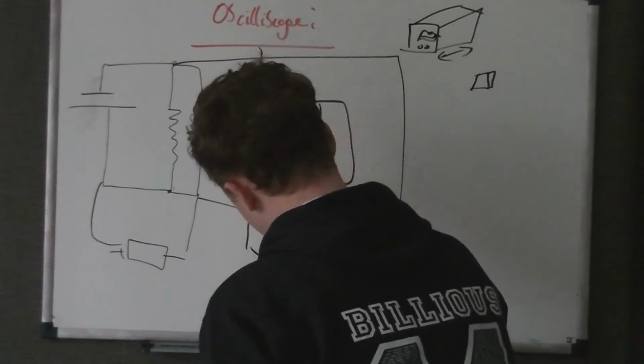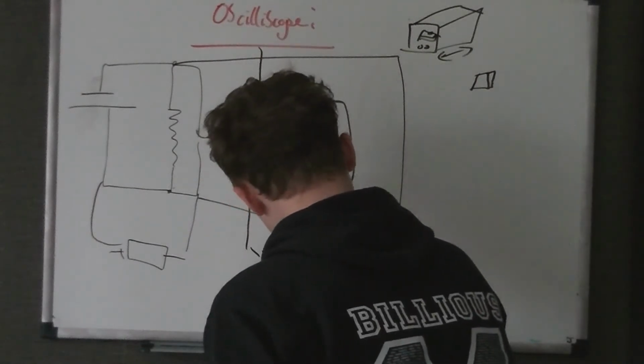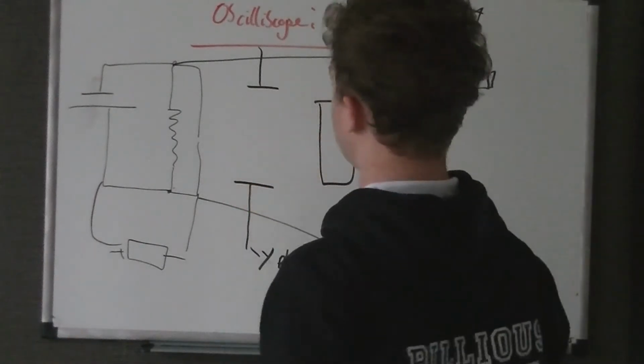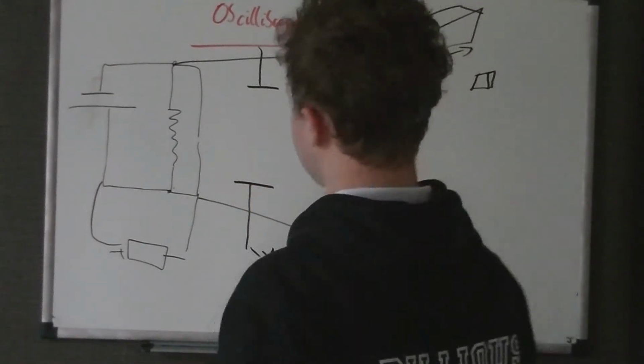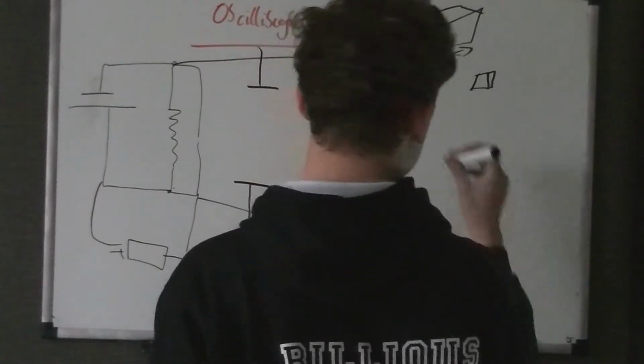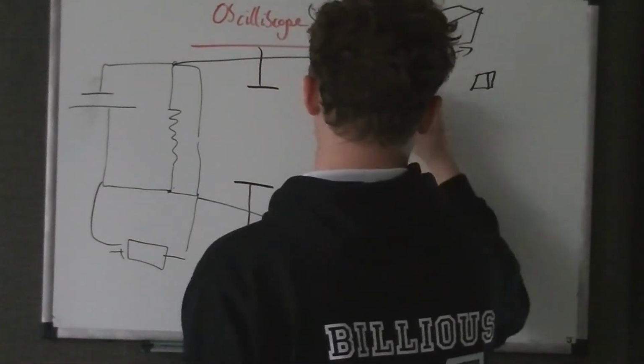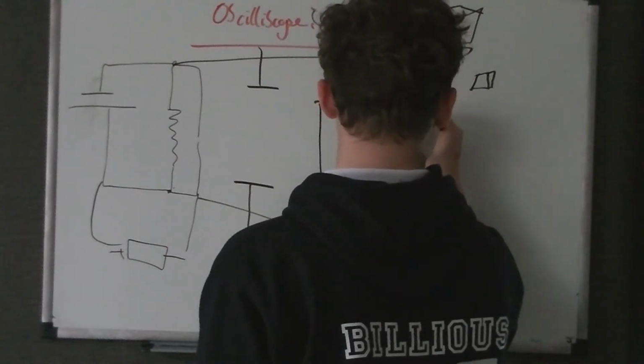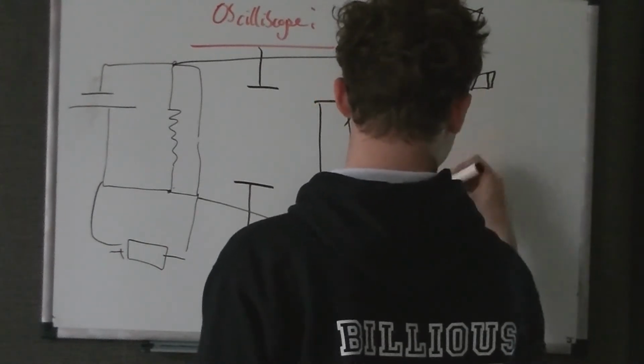So these are what we call the Y plates. Why is that? Well, they alter the PD in the vertical Y direction. You may have seen a graph, you've got X and Y, it's just the same thing. So X plates, and we've got our fluorescent screen.